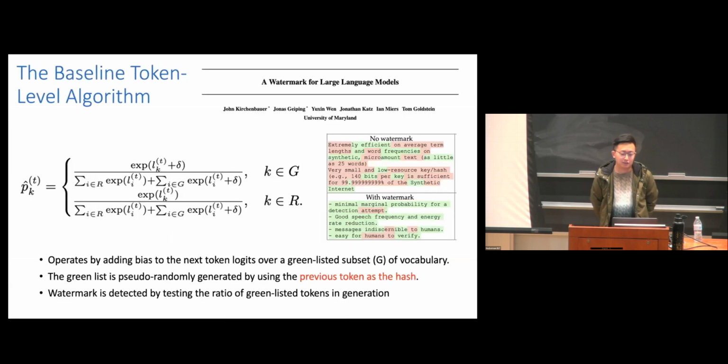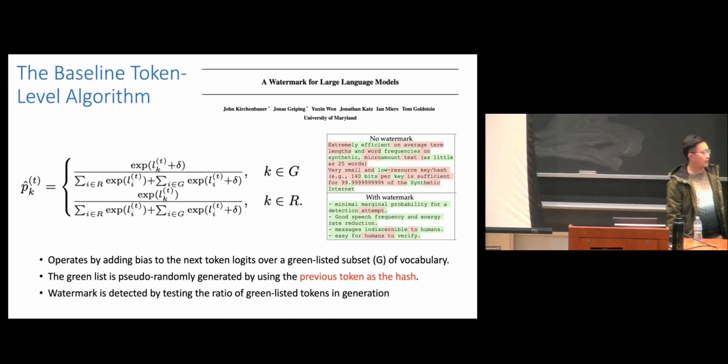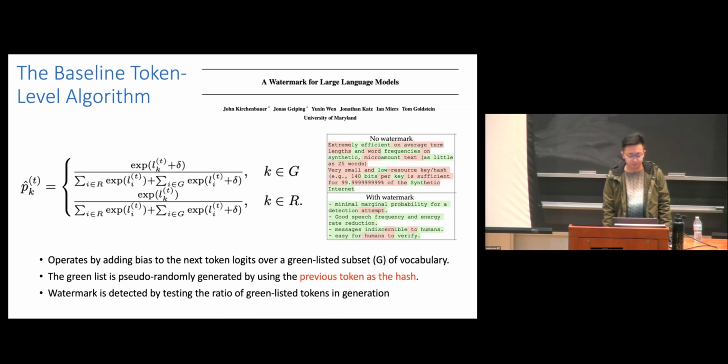Now comes a very famous work by Kirchenbauer et al. on a watermark for large language models. This algorithm operates by adding a bias to the next token logits over a green list subset of the vocabulary, where the green list is pseudo-randomly generated by using the previous token as the hash. After adding the watermark, the generated text has mostly green listed tokens, so that we can easily detect whether the watermark is present by testing on the ratio of green list tokens in the generation.